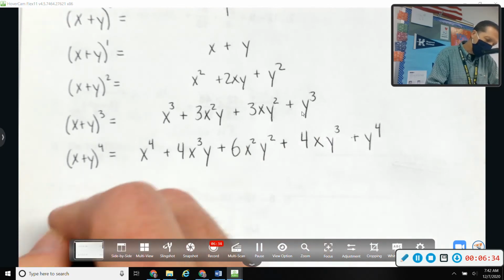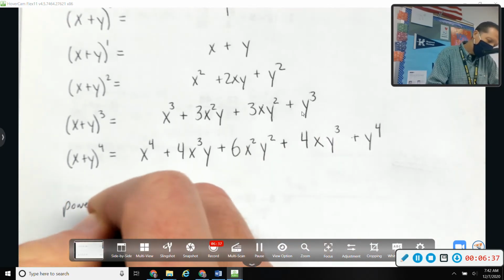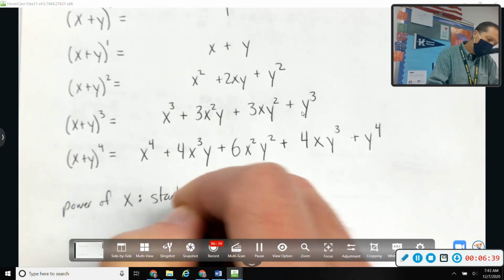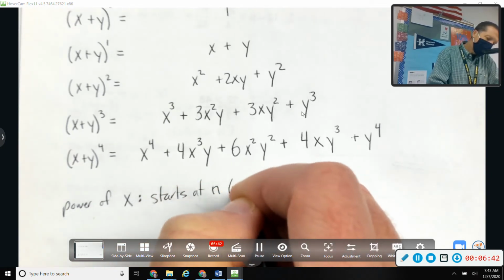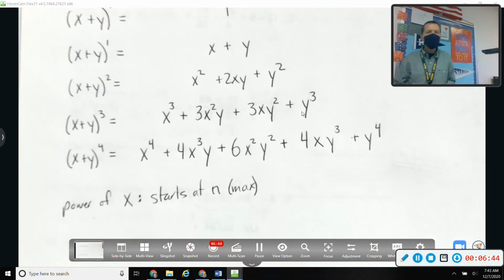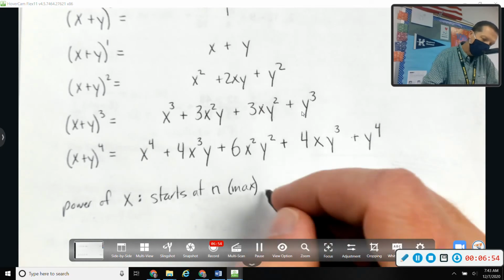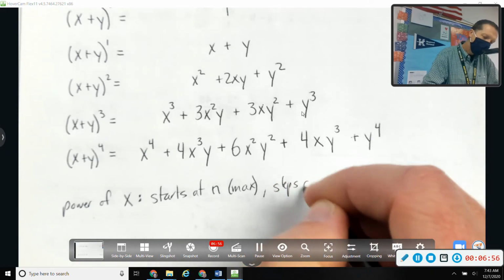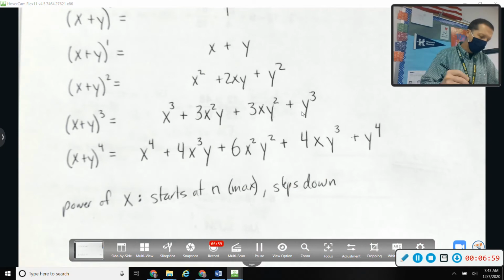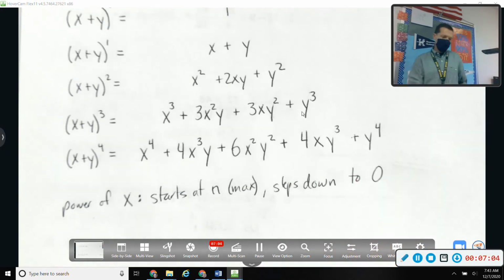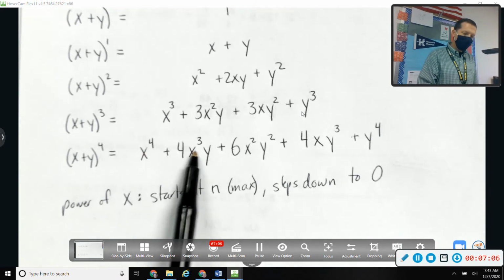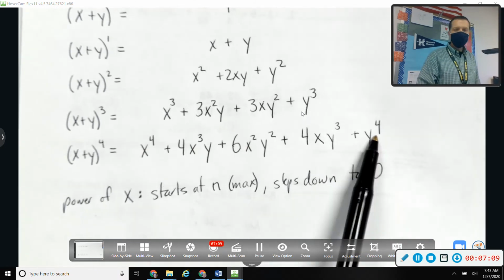So the power of x. It starts at n. That's its maximum value, right? So it starts at x squared or x cubed or x to the 4th. Whatever power we're dealing with, that's the first x power. And then it steps down, sort of one at a time, until there aren't any left. X to the 4, x to the 3, x to the 2, x to the 1, no x's left.